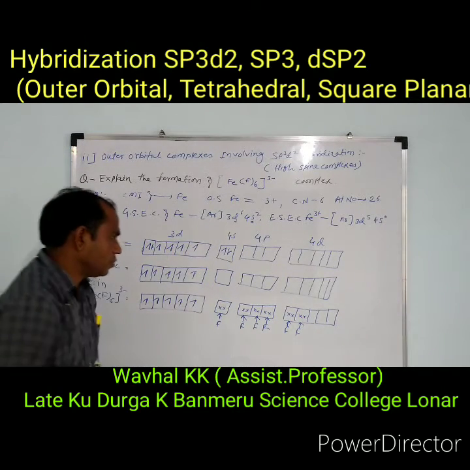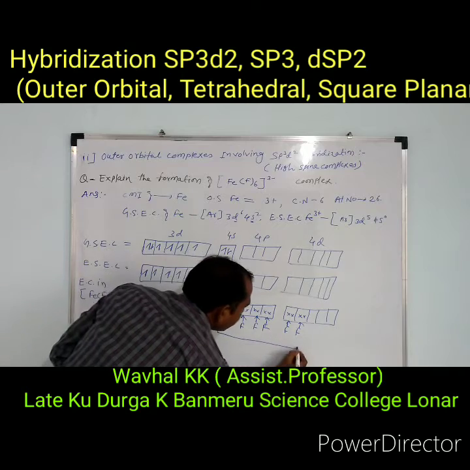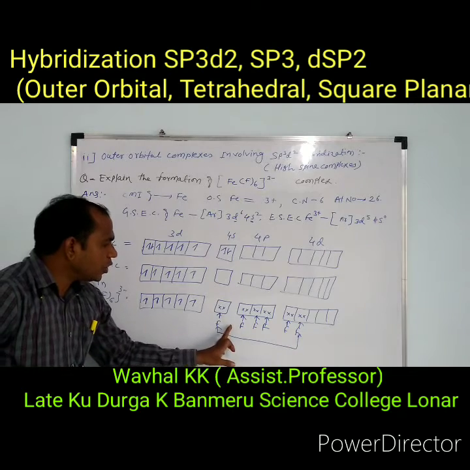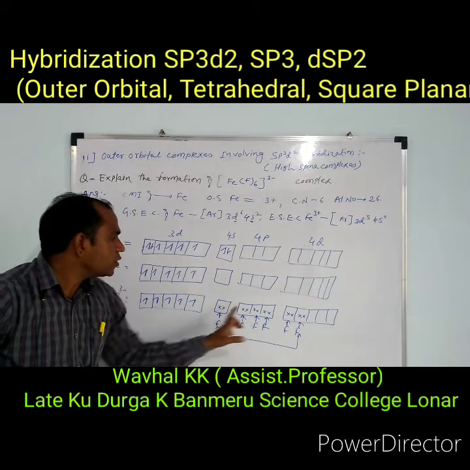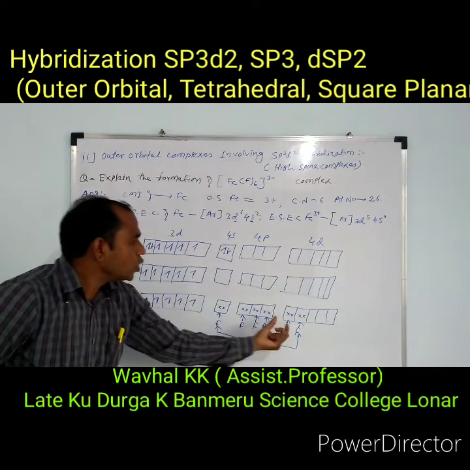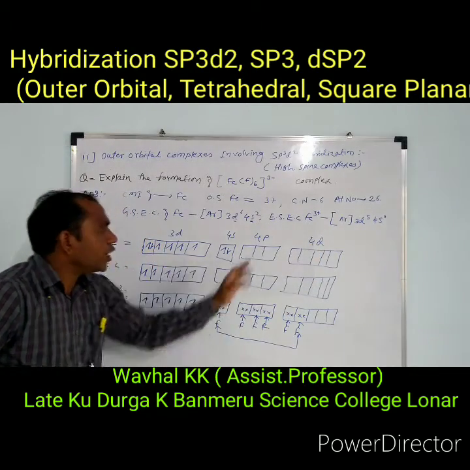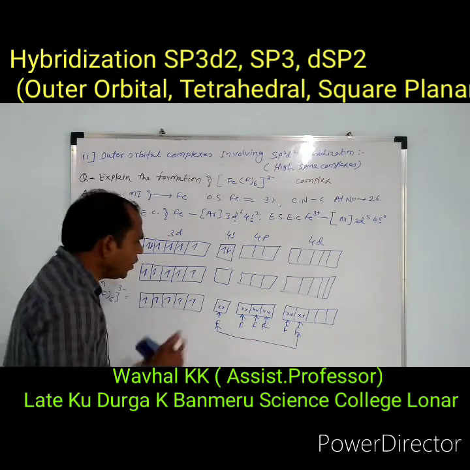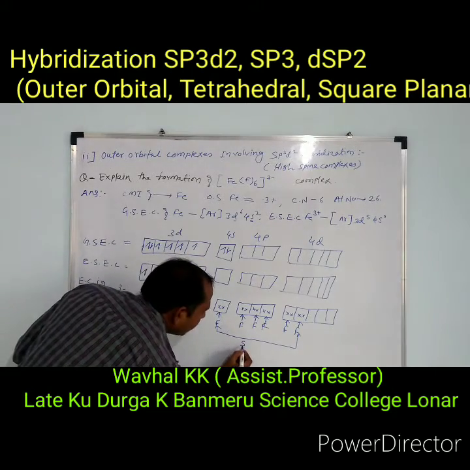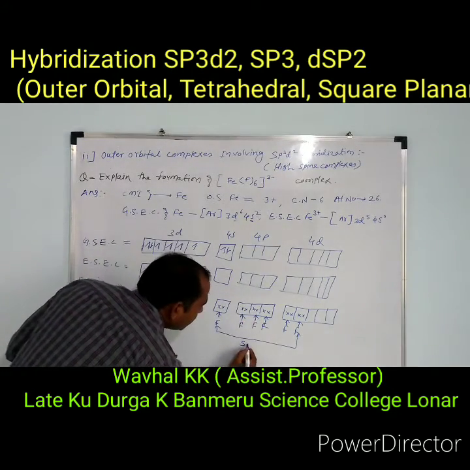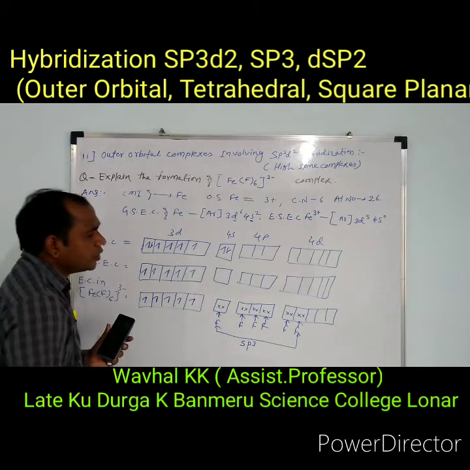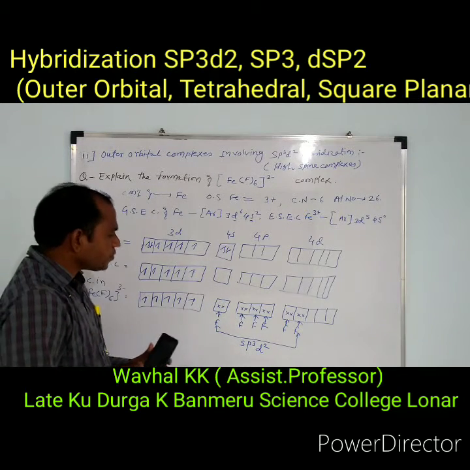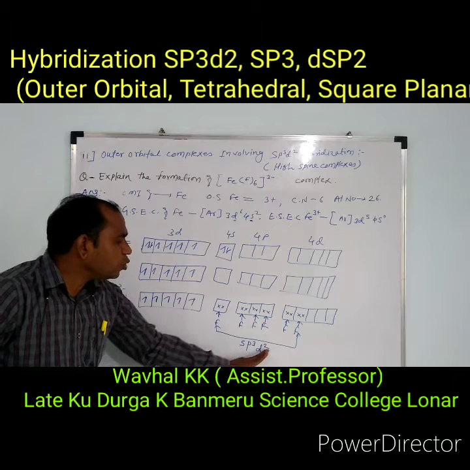With their cross sign, I will show you. See here what happened. The 6 fluorine ligands donate lone pairs of electrons into the vacant orbitals of the 4s, 4p and the 2 vacant orbitals of the 4d. And this is the outer orbital complex, not the inner. When 1 s orbital, 3 p orbitals and 2 d orbitals are involved in the hybridization, the molecule has sp3d2 hybridization.